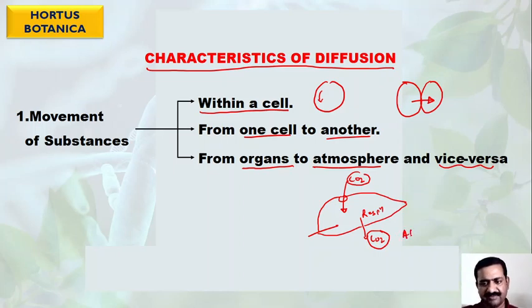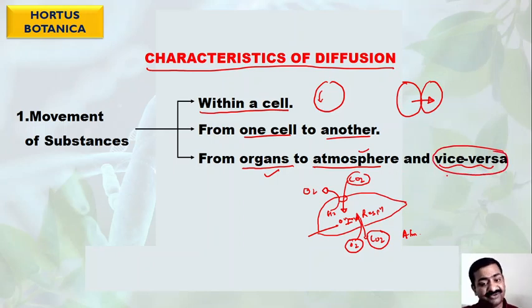So outside we have the atmosphere. This is your organ. The leaf is our organ. So how do they show their diffusion? Okay, so this is a very good example. For photosynthesis, CO2 will be taken, and the water we have is released in the form of oxygen. Similarly, oxygen is taken in for respiration, and CO2 is released out. So these are the exchange of gases between the organ and the atmosphere and vice versa. So these are all very good examples of diffusion.